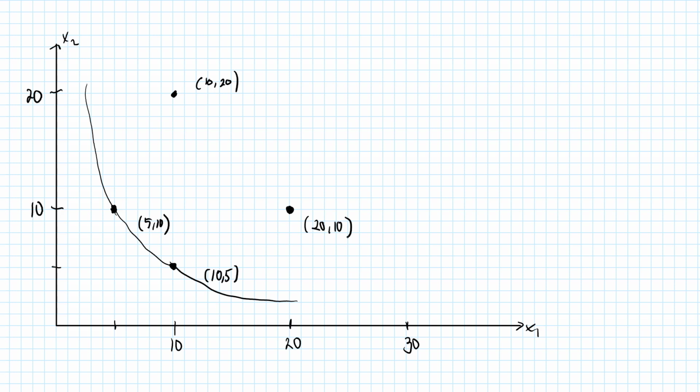Here is the important question. Will I be indifferent between these two new bundles? If I am, then preferences will be called homothetic. If I'm not, well, then they are not homothetic.